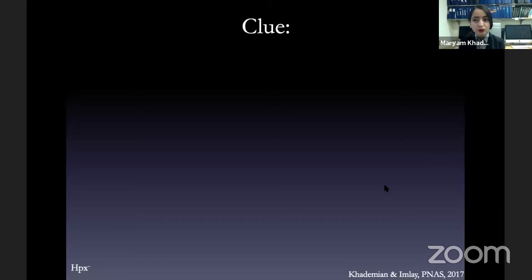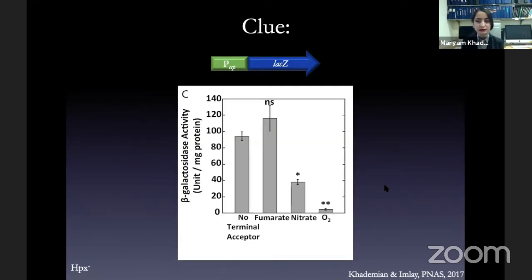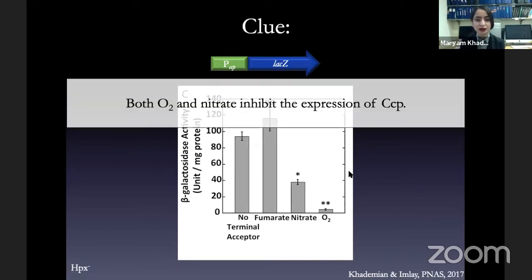We had a clue that told us that we are probably in the right path. Again, when I used the BlackZ reporter to measure the expression of my gene, I showed that adding fumarate does not affect the expression of this gene, but if I add nitrate or oxygen to my culture, the expression of CCP is inhibited. Okay? So both oxygen and nitrate inhibit the expression of this enzyme. But what does it mean?